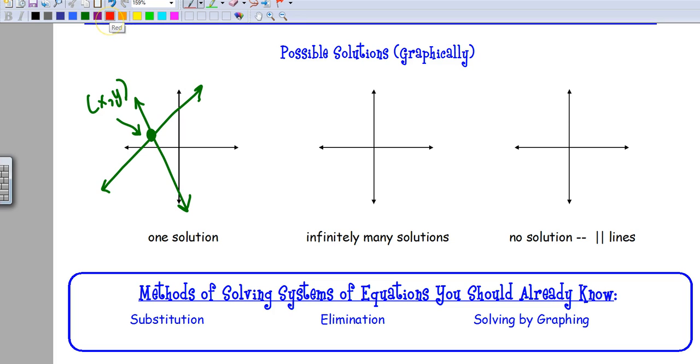The next option is infinitely many solutions. This means there are a lot of intersection points, which really means that there are two lines right on top of each other. They're intersecting everywhere, so they have infinitely many solutions. The last option is no solution. This means that the lines do not intersect at all, and that they are parallel.